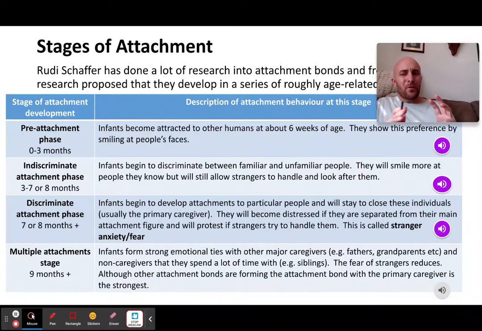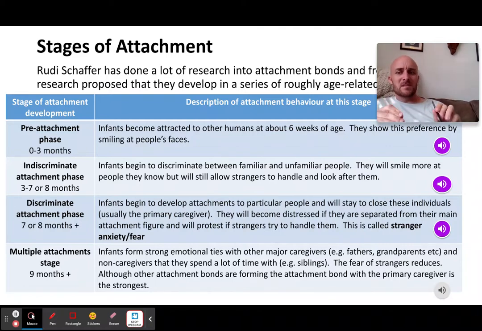Between 3 to 7 or 3 to 8 months, you're in the indiscriminate attachment phase. Now, indiscriminate means not specific. So you are not specific about who picks you up. You do recognize who mum and dad are. You do recognize who your brothers or sisters are, but you don't care who picks you up. You will smile and laugh at the people you do recognize, but you're not going to scream the house down if an aunt from New Zealand comes over and picks you up, for example. You're still going to be relatively happy.